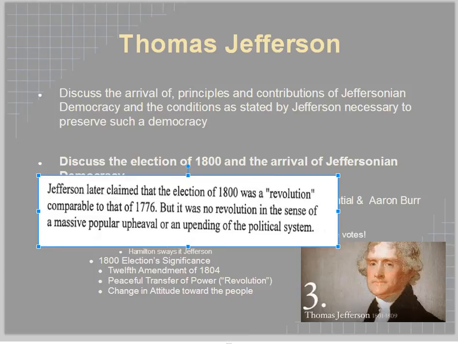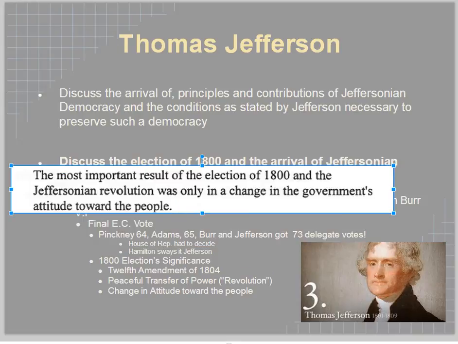Jefferson later claimed the election of 1800 was a revolution comparable to that of 1776, but it was no revolution in the sense of a massive popular upheaval or an upending of the political system. What was revolutionary was the peaceful and orderly transfer of power on the basis of an election whose results all parties accepted. This is considered a remarkable achievement by any country in this time in history, as comparable developments would not take place in Britain for another generation.